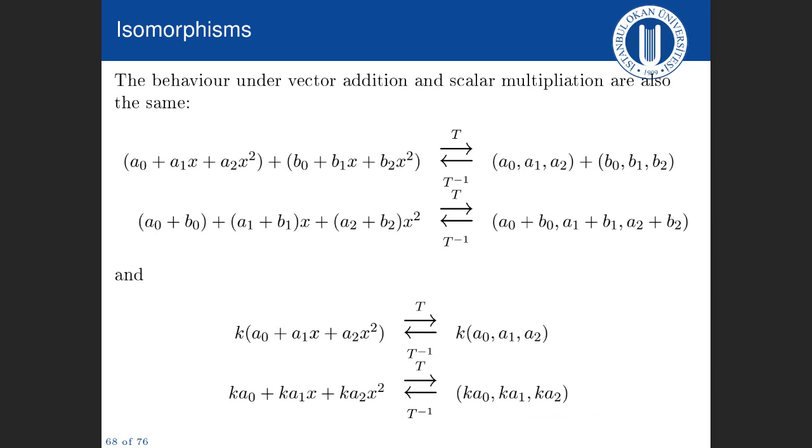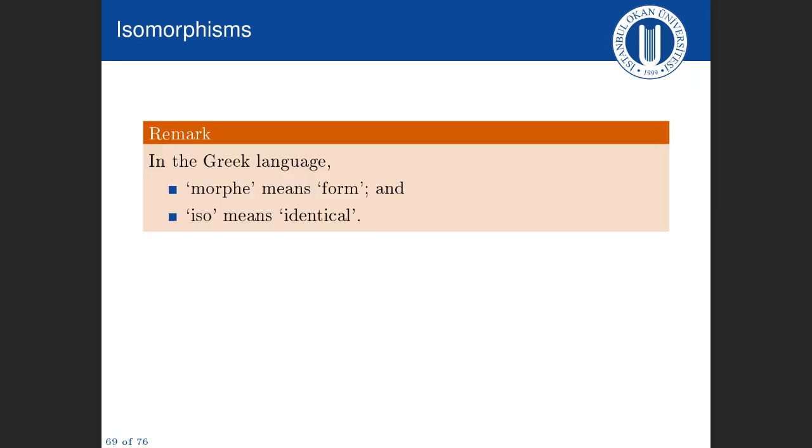So we can think of P2 and R3 as basically the same. We have an isomorphism between them. These are isomorphic vector spaces. They behave the same. We can think of them as just two different ways of writing the same thing. Isomorphic comes from the Greek language. Morph means form and iso means identical. So isomorphic means they have identical form, or they have the same form or same behavior.